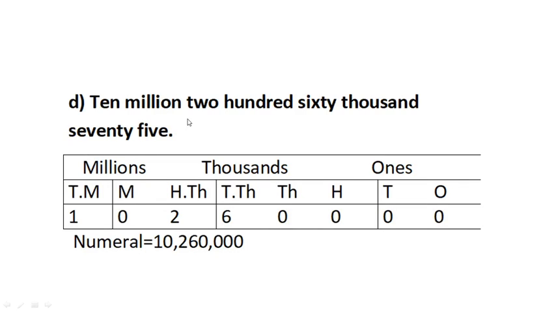Now next, 10,260,075. First you make a column table like this. There is a ones period, this is thousand, this is ones, this is millions. In ones there are ones, tens, hundred. In thousand, thousand, 10,000, 100,000. In million there are million, 10 million and 100 million. Okay, but the question is telling us 10 million. Where is the 10 million column? It is this one, so you write 1 here.